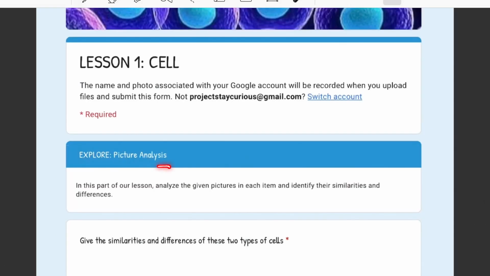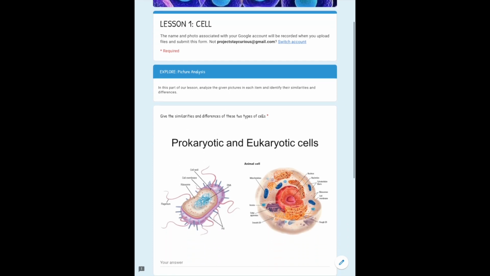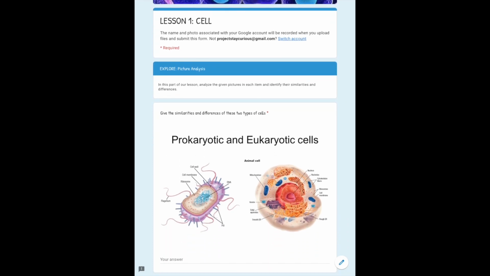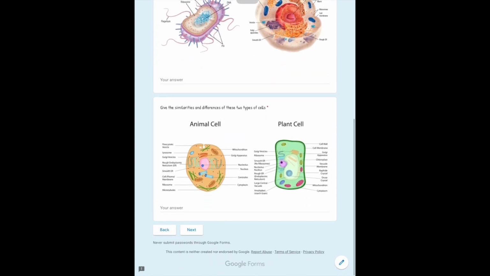The second part of the lesson is explore. We call this activity picture analysis because students need to give the similarities and differences of the given pictures. In this part, students can carefully analyze the pictures or maybe some of them will just search on Google. But I guess it is still part of the explore because we are encouraging them to explore more details.